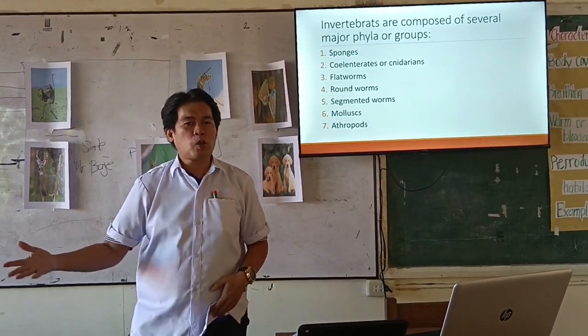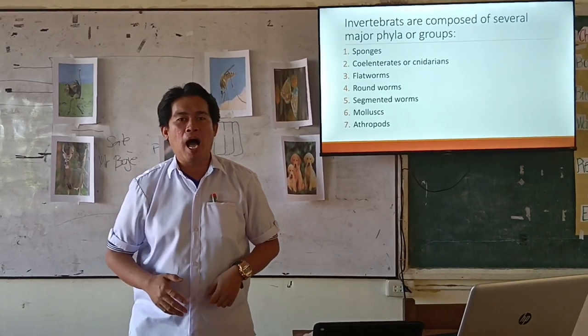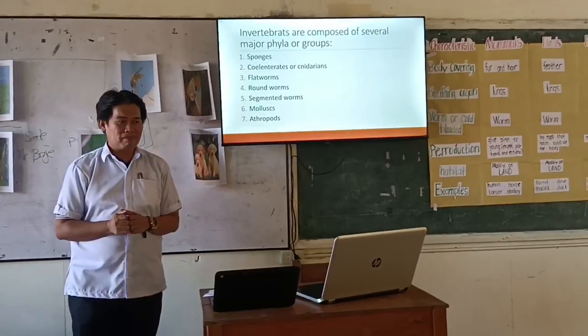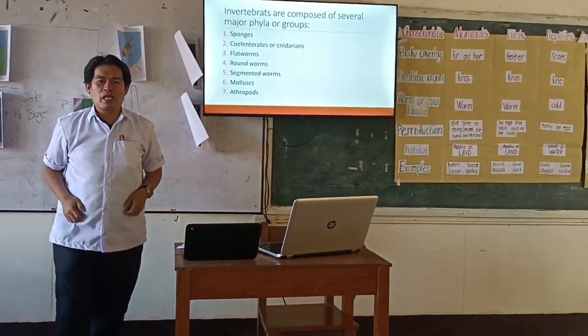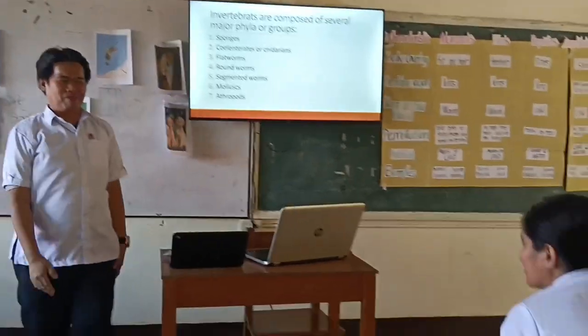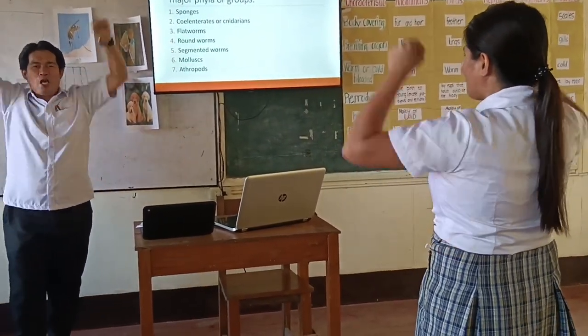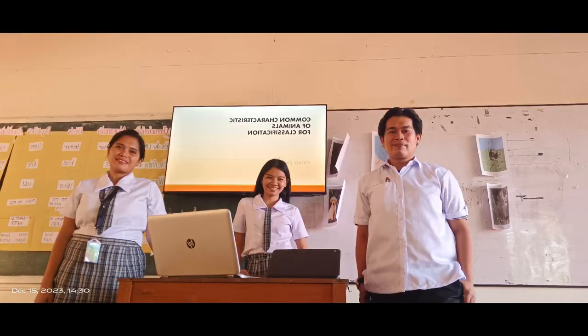And now, group two and group one are very good. So let's give them a clap, a Superman clap. Do you know how to do a Superman clap? No, teacher. Like this. 1, 2, 3, 1, 2, 3, Superman! Okay, let's do it. 1, 2, 3, 1, 2, 3, Superman! Let's go!